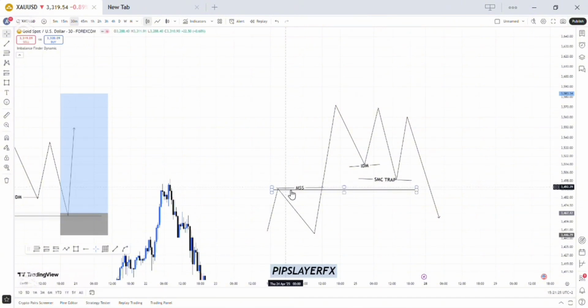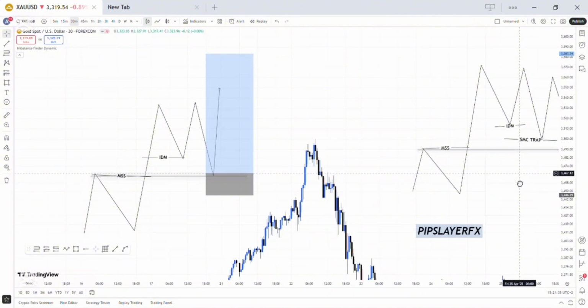It's either you stay away from the market or you take your entry from the second POI. So that is how to spot a smart money trap.